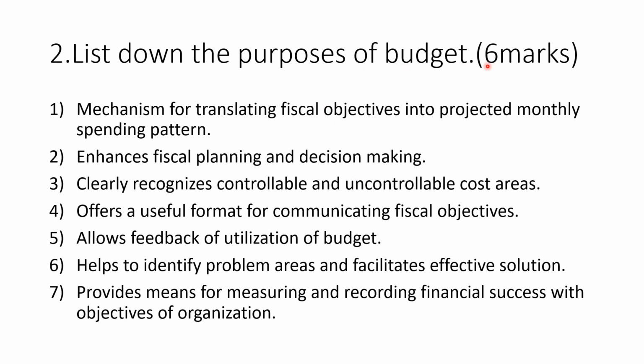The second part of the second question is list down the purposes of budget. It carried 6 marks. Here you can see 7 purposes of budget are written. First one, mechanism for translating physical objectives into projected monthly spending plan. Second, it enhances physical planning and decision making. Third, budget clearly recognizes controllable and uncontrollable cost area.